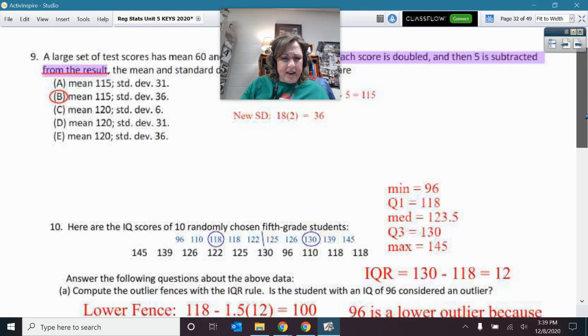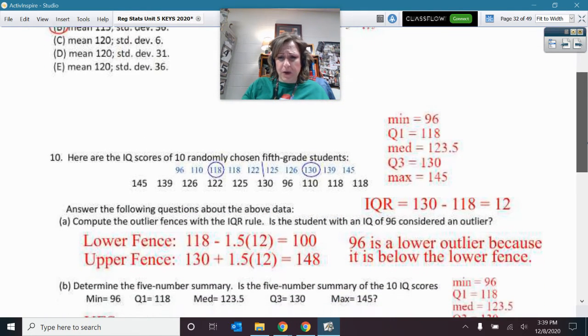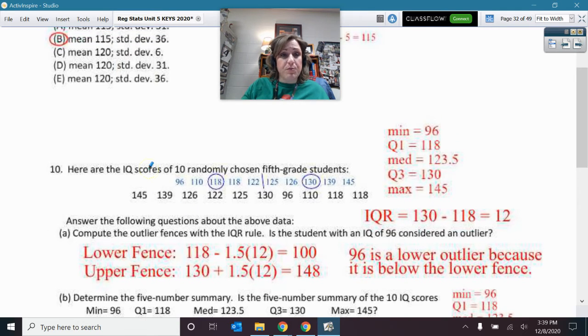All right. Now here, let's take a look, because I break this question down into a lot of smaller ones. So we have these IQs of 10 randomly chosen 5th grade students. So here's what they are. Now, I could have put that in my calculator to find that 5-number summary. But I went ahead and did the 5-number summary here. And that's the 5-number summary.